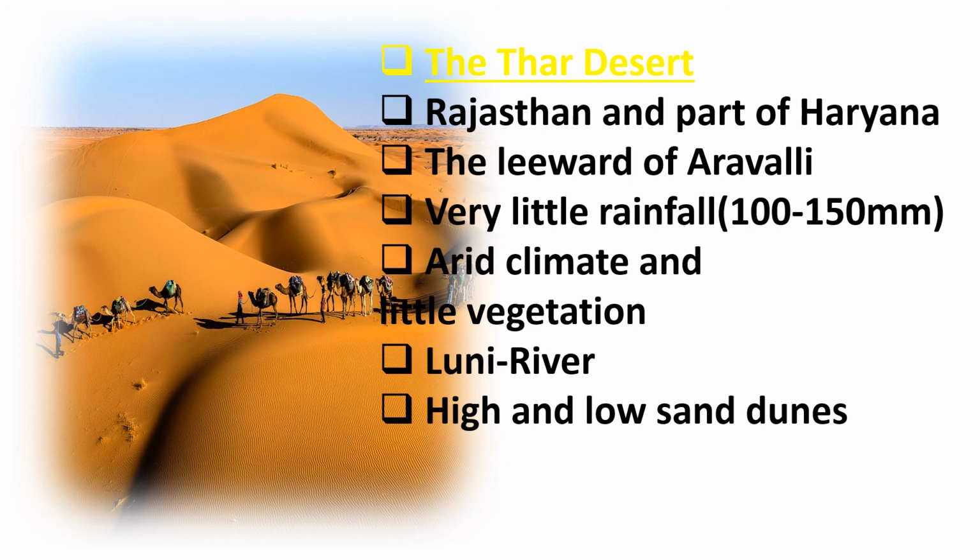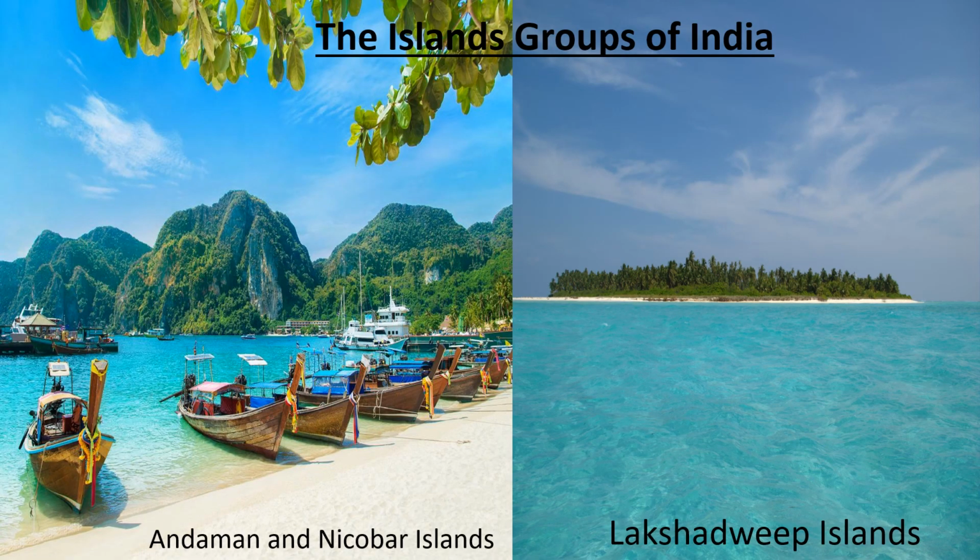Here the minerals are available but unexploited. But in recent times, natural gas, gypsum, limestone and salt are now being exploited. So the settlements in this region are mostly found near Jodhpur, Bikaner and Jaisalmer. Luni is the only river that flows in this Thar Desert region.